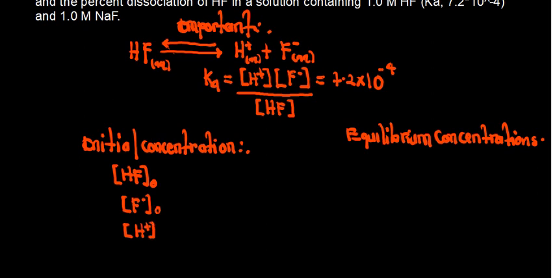I will put that to indicate this is initial, and then this is initial. And then what we're going to have on the other side after the reaction reaches equilibrium, what will be the concentrations of that? On the other side, we're also going to maintain the fluorine after it reaches equilibrium, and we're also going to maintain the concentration of the hydrogen ions.